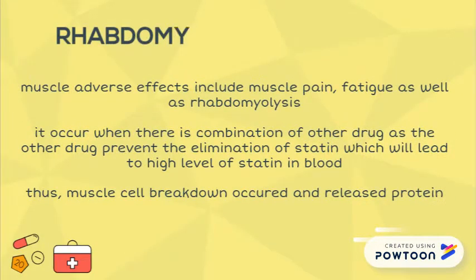The first side effect is rhabdomyolysis. It occurs when there is combination of other drugs, as the other drug will prevent the elimination of statin, which will lead to high level of statin in the blood. Thus, muscle cell breakdown occurs and will release the protein.